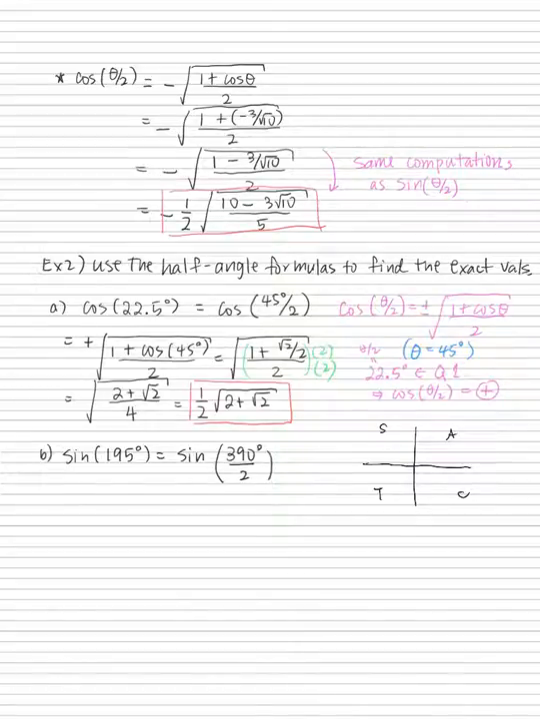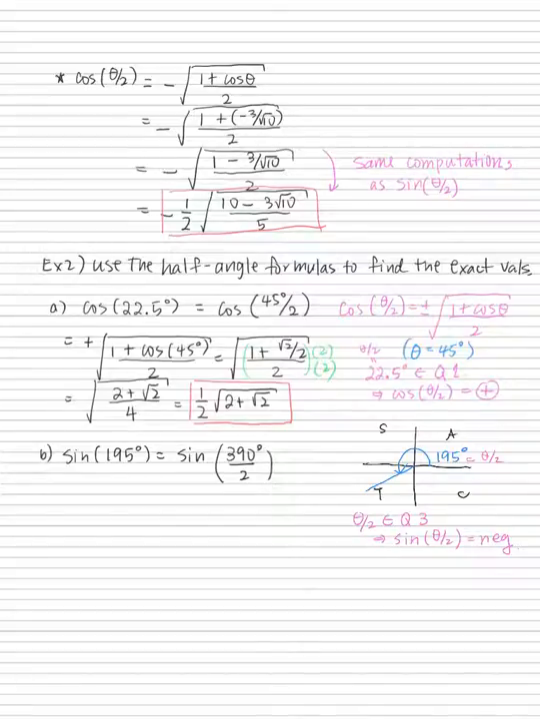Okay, so 195 degrees will be maybe over here in quadrant 3. So this is 195 degrees. Notice that our theta over 2 is inside of quadrant number 3. So that implies that, what are we trying to compute, sine of theta over 2 is going to be negative.